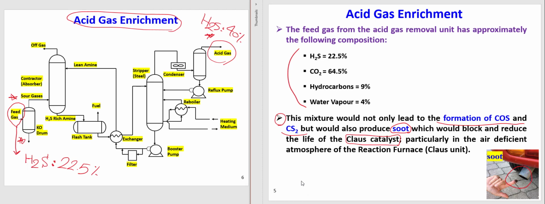So when these components go to the furnace all together, they can produce soot. Then soot can go to the catalytic reactors, and it can deactivate the catalyst and reduce the efficiency of the process.